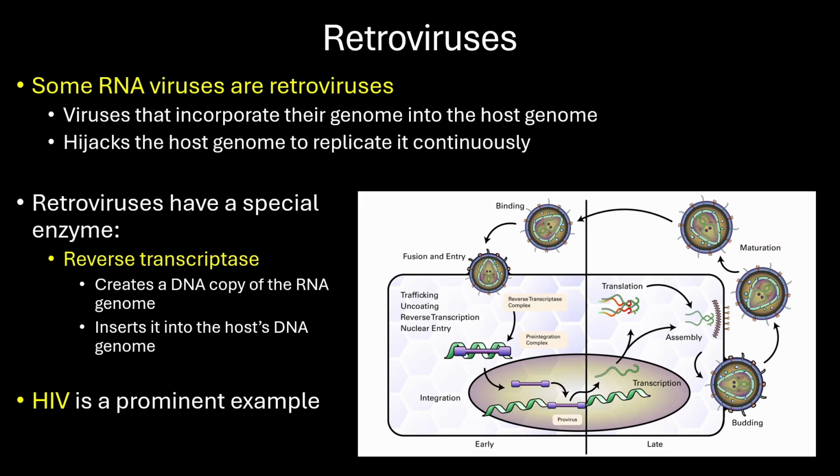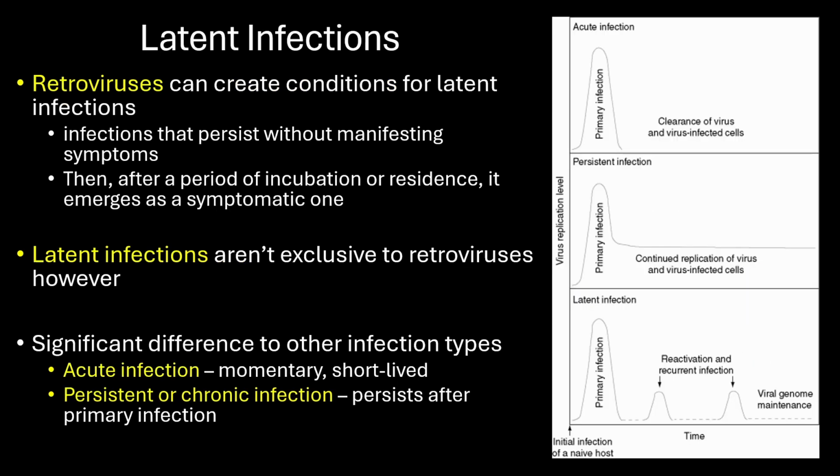And there is at least one major prominent example of a retrovirus that infects humans. There are retroviruses that have infected living things throughout history and still do today across the diversity of life. But for humans, the one that we really think a lot about nowadays is HIV. So retroviruses create really problematic, long-lasting infections. They create the conditions for what we call a latent infection. This is an infection that can persist a long time without manifesting symptoms. Organisms who are infected by a retrovirus may live out their lives without really realizing that they have that infection.